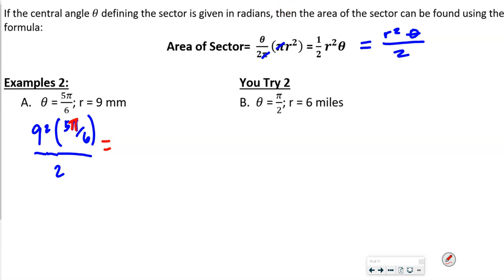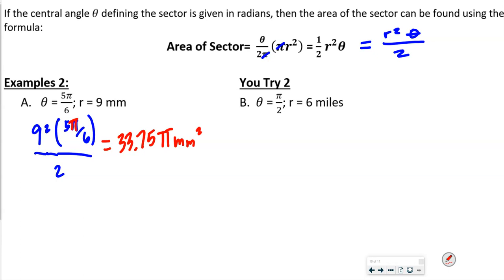And times 5 divided by 6, and then divide all that by 2, okay? So when you do that, you should have got 33.75 pi, and this time it's millimeters squared, right? Because this is area, okay?